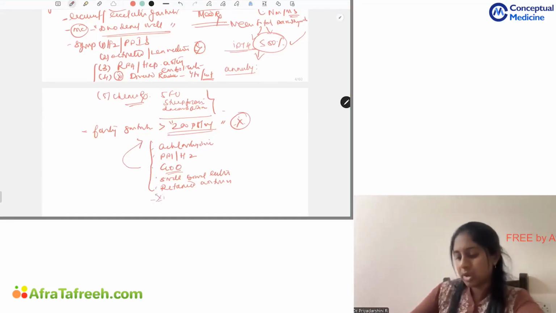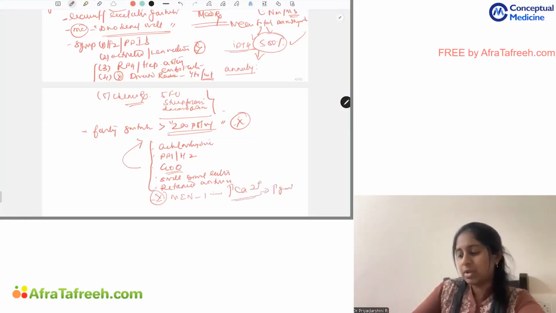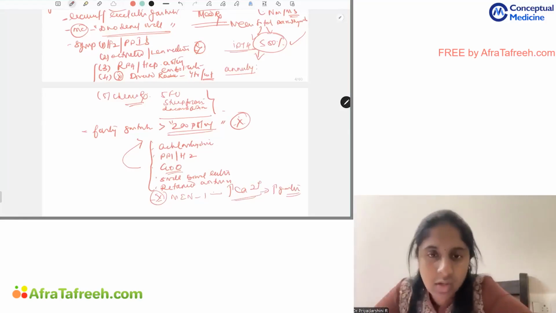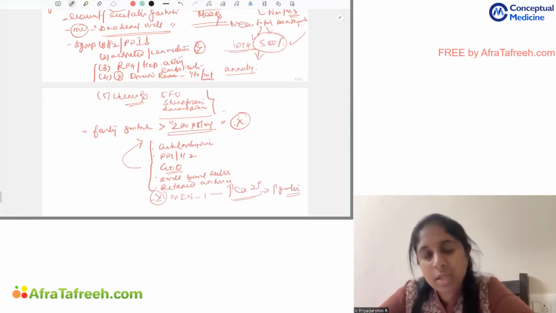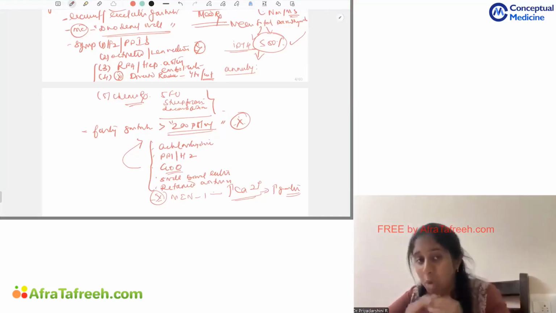Most importantly, in MEN1 syndrome, there will already be hypercalcemia. This hypercalcemia will further increase your gastrin levels. So you will have to control your hypercalcemia and then go for fasting gastrin level assessment. So this is about gastrin level.